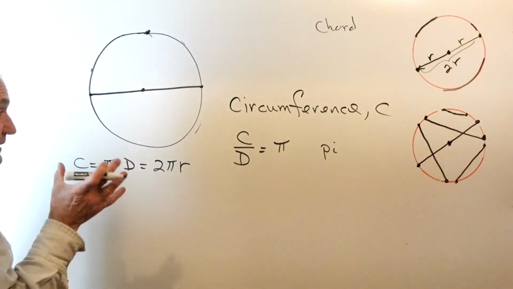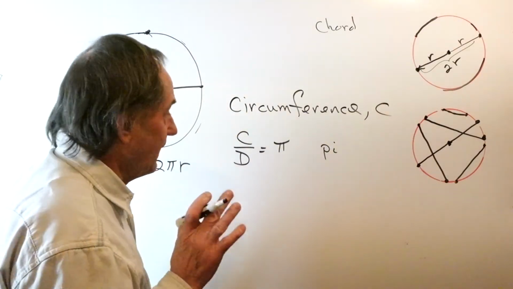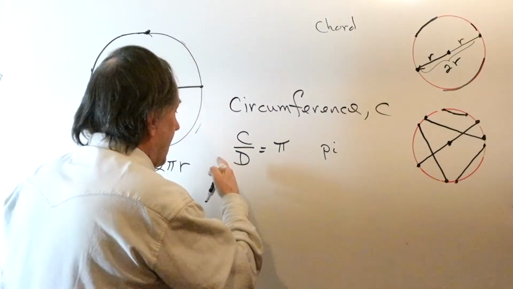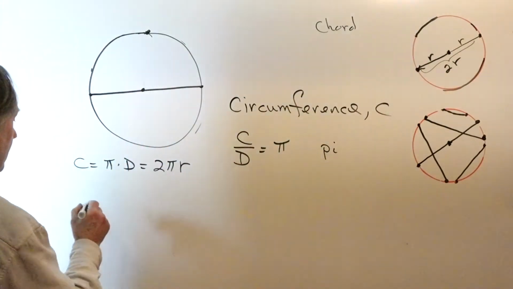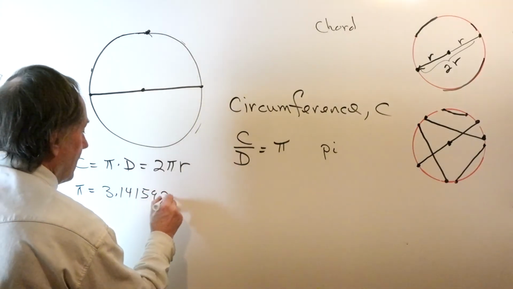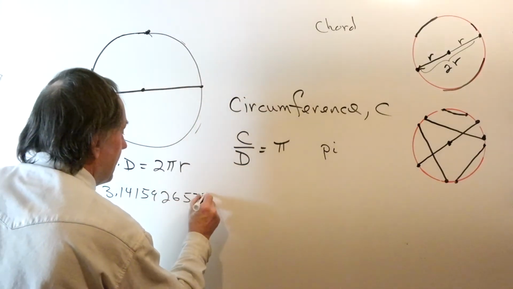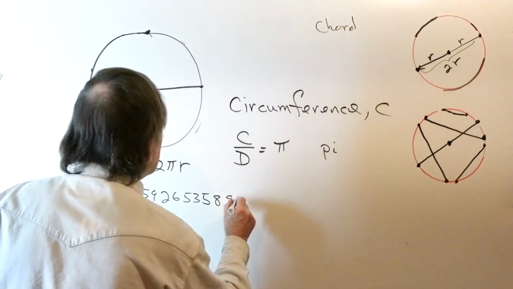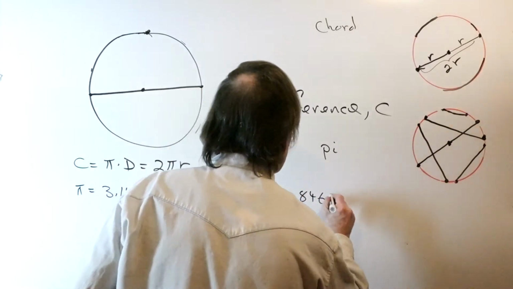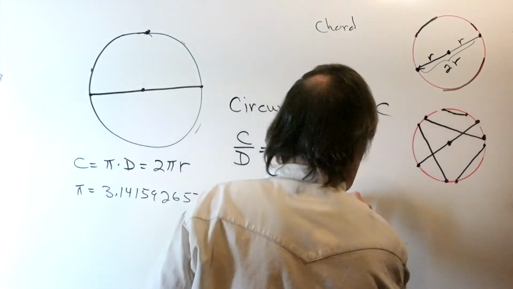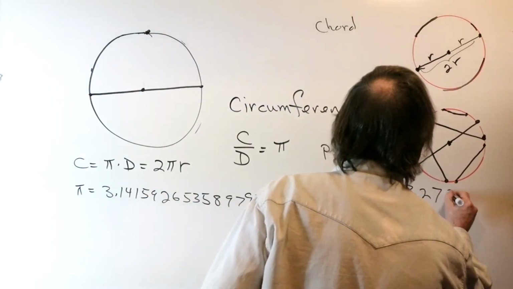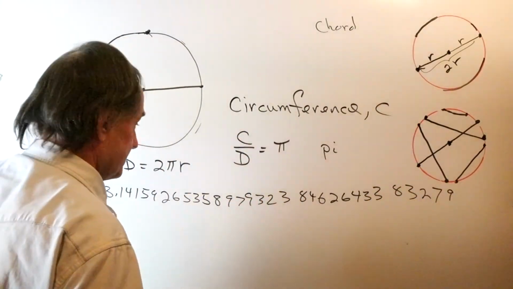Pi is a constant. It's an irrational number, which means it cannot be represented by the ratio of 2 integers. It's a non-repeating decimal. It goes on and on forever. Pi has a value of 3.14159265358979323846264338327950, to 30 decimal places.